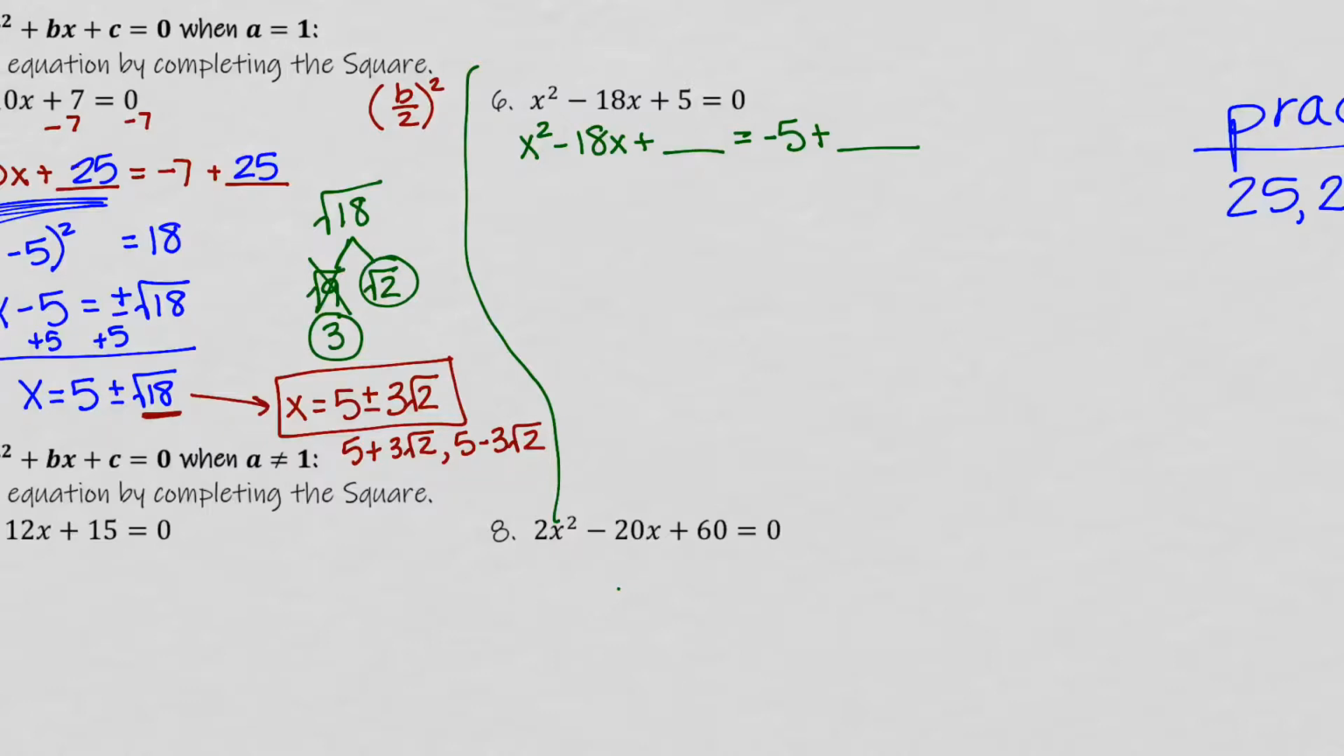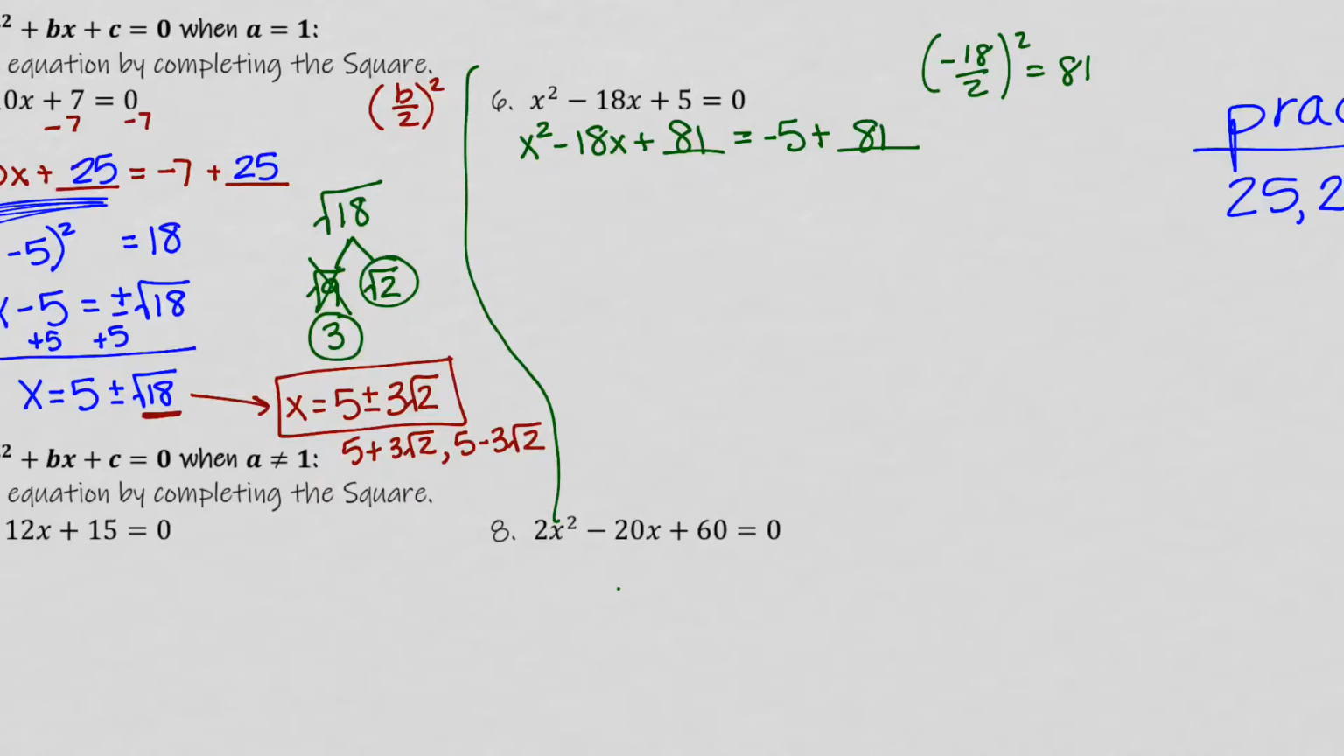Okay? But now I need to figure out what this magic number is that I add to both sides. So you take b, you half it, square it, add it to both sides. So negative 18 being cut in half is negative 9, and I square it, I get 81. So I'm going to add 81 to both sides because it's negative 18 over 2 squared. That's where I get the 81.